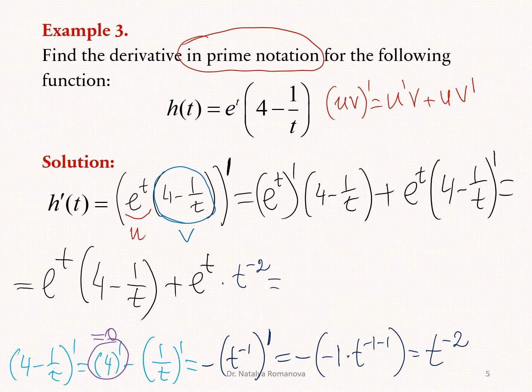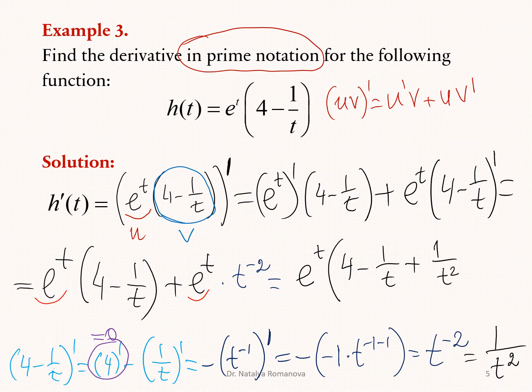Now we can simplify a little bit. We can see we have a common factor here, e to the t, and we can write the answer. It would be e to the t, open parenthesis, 4 minus 1 over t plus, do you remember t to the negative 2? We can write it using the negative exponent property like that, 1 over t squared. We found the derivative of our function h of t.